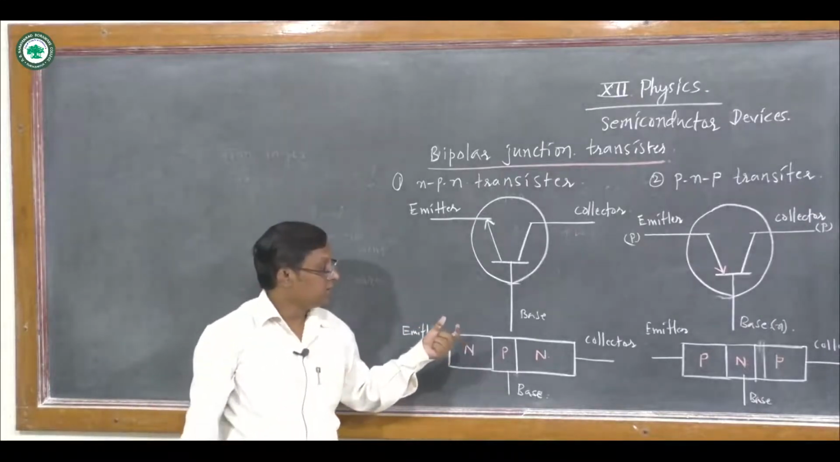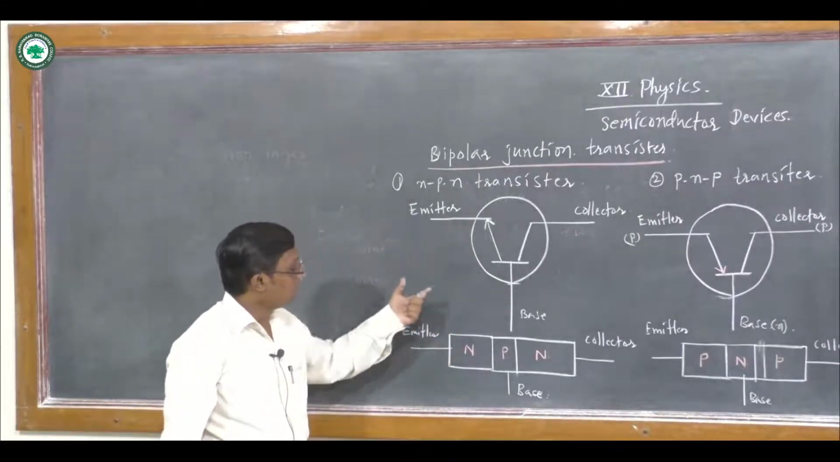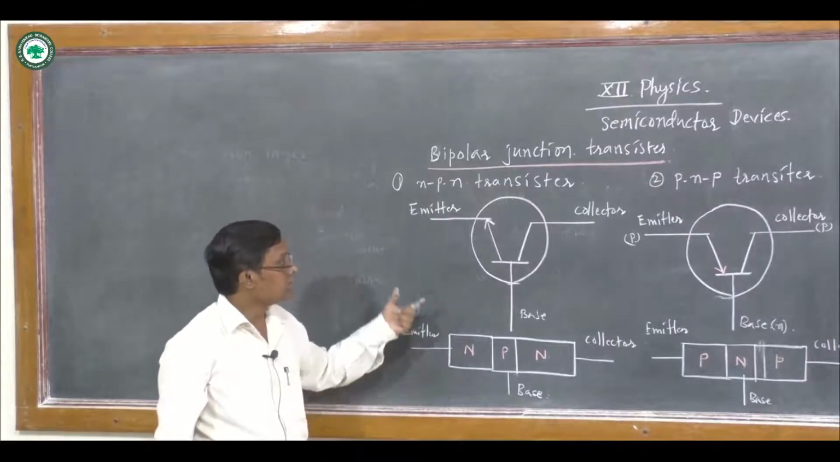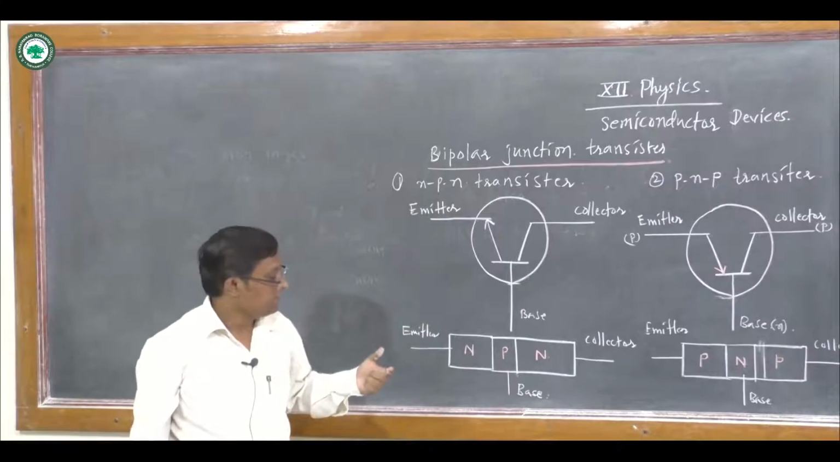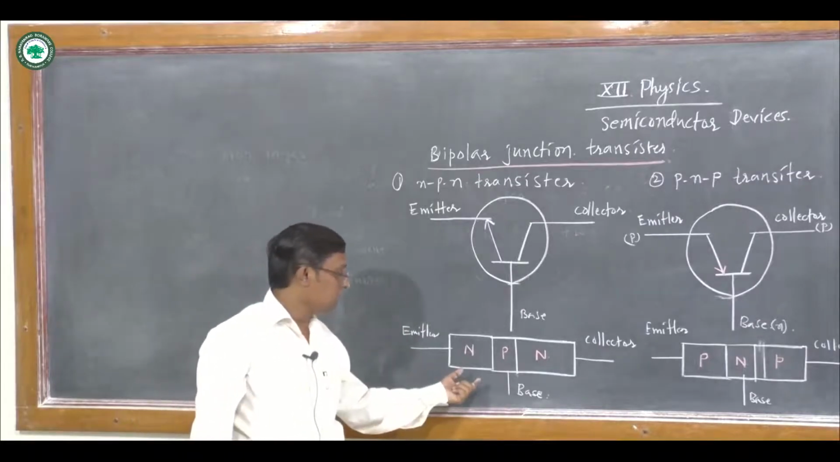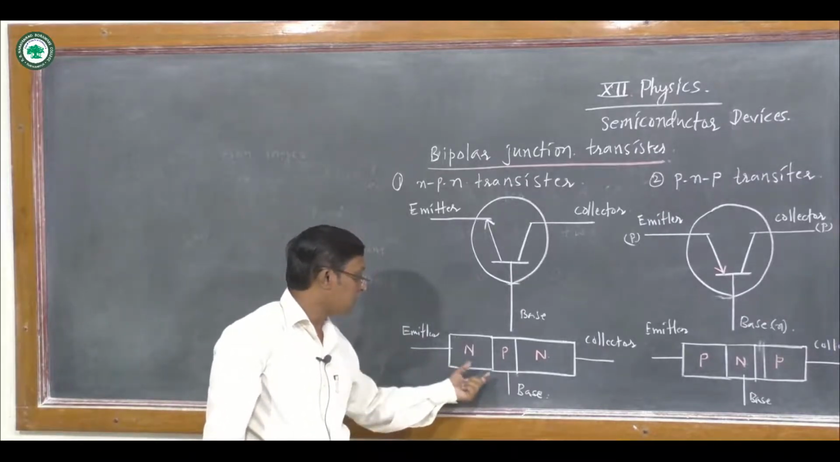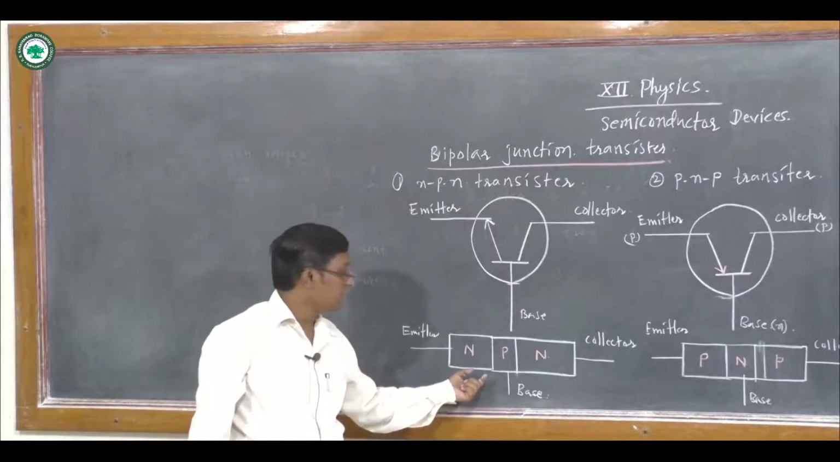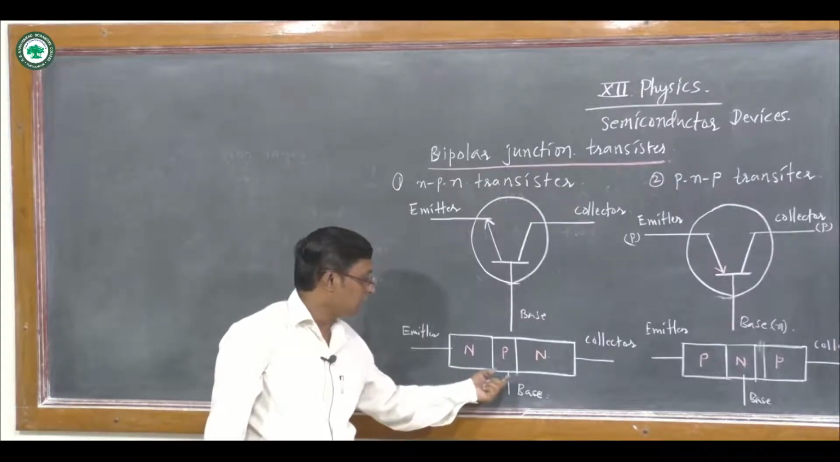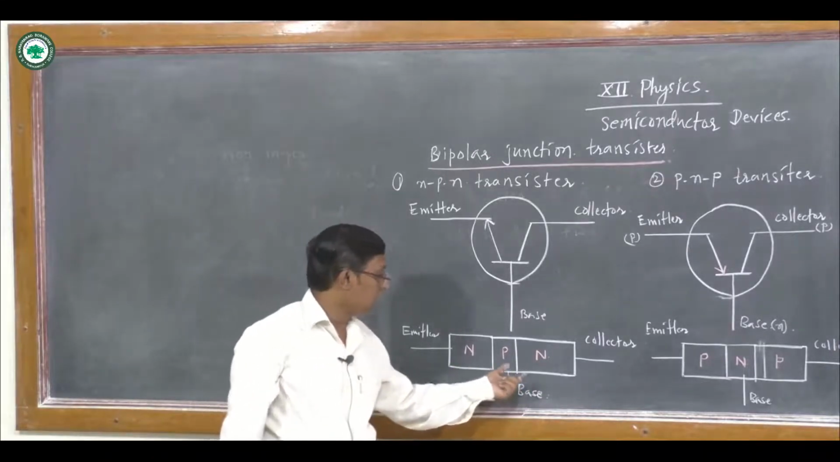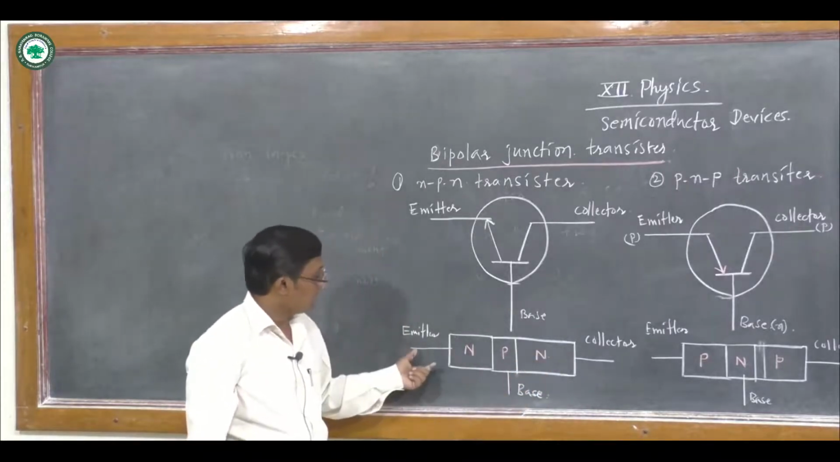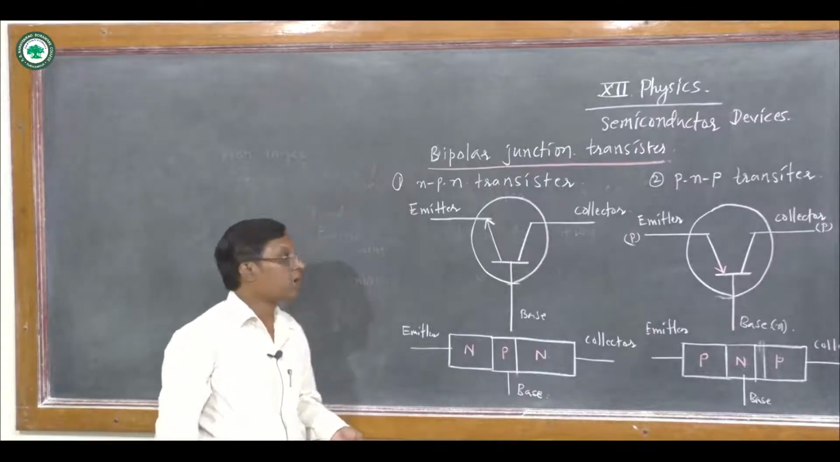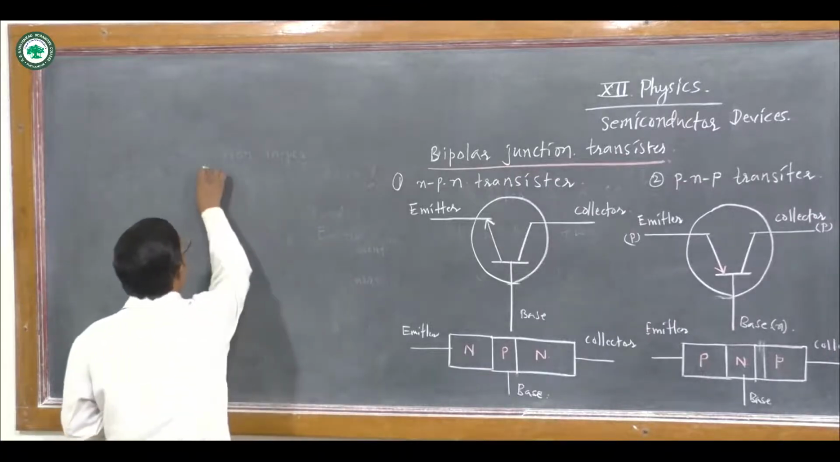The operation of this transistor is such that the emitter and the base terminals are in a forward bias. We know that there are two diodes. This emitter and base contribute one diode, and the other diode is of the collector and the base.